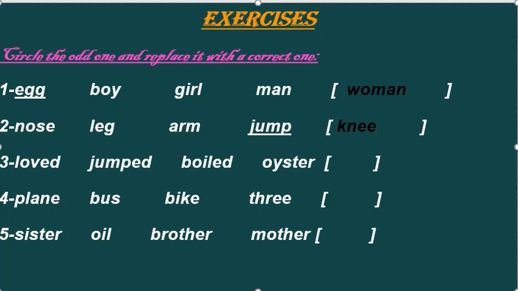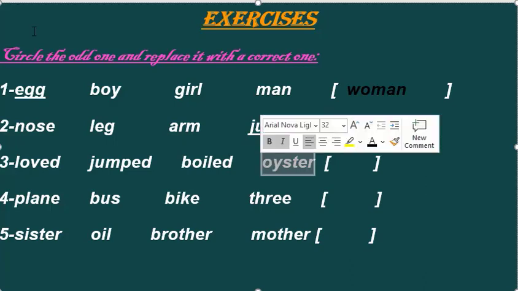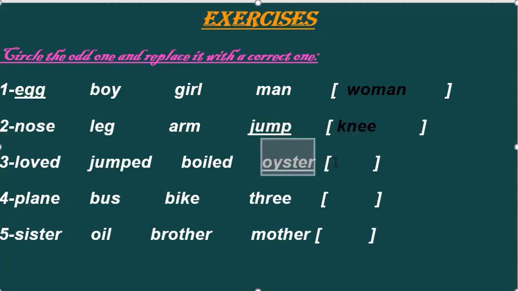Number 3, loved, jumped, boiled, oyster. So oyster is a different one, and we will replace it with a verb in the past form, so we will use played. Number 4, plane, bus, bike, tree. So it's tree, and we will replace it with a means of transport like car. The last one, sister, oil, brother, mother. So oil is a different one, and we replace it with a member of our family like father.